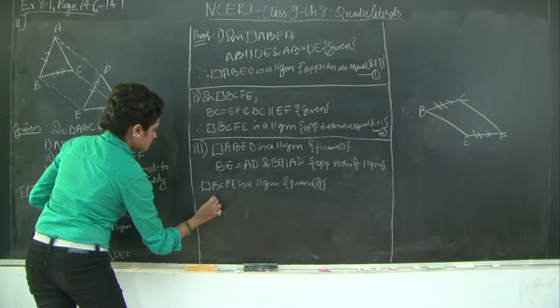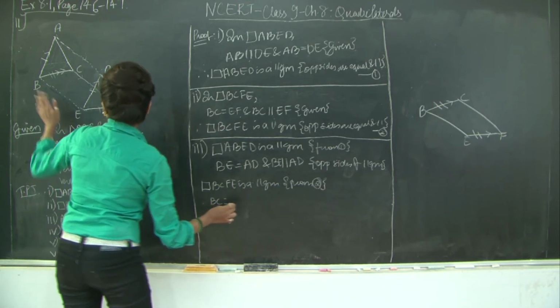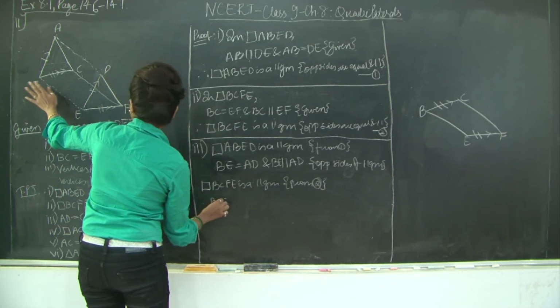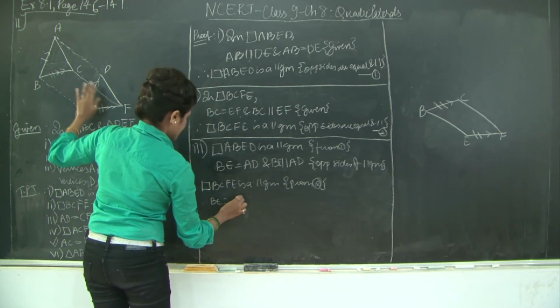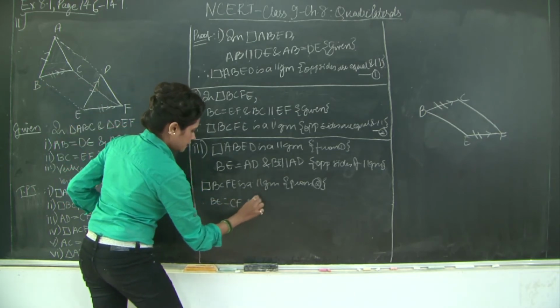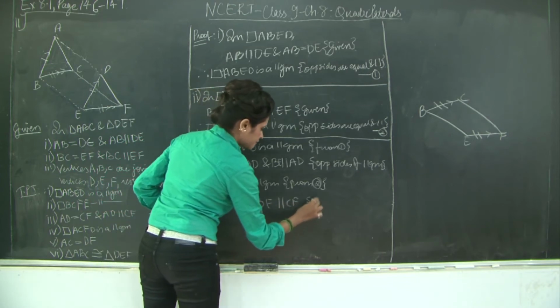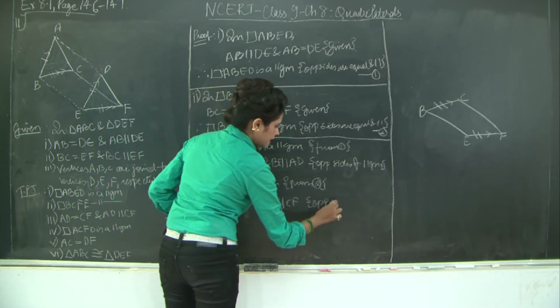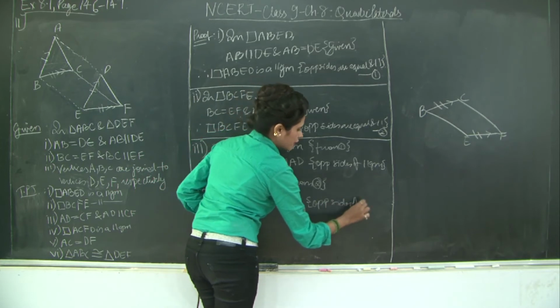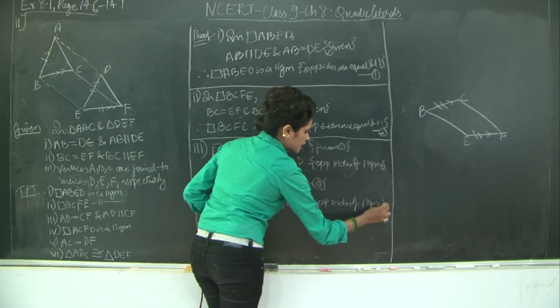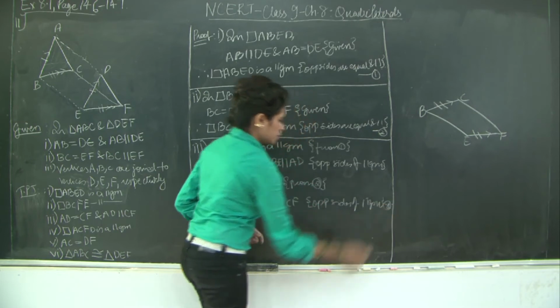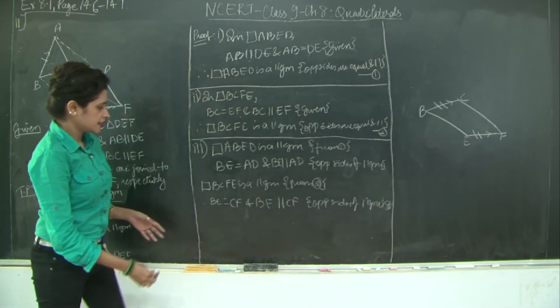Therefore, BE is equal to CF and BE is parallel to CF. Opposite sides of parallelogram. Let's mark this as 4. So, from 3 and 4 what do you get?